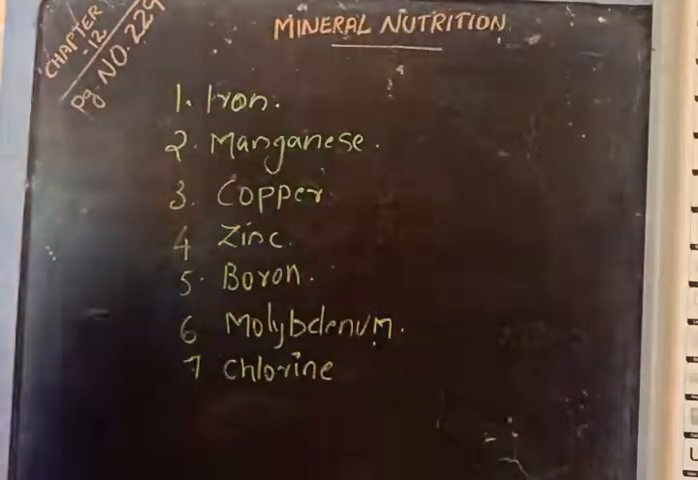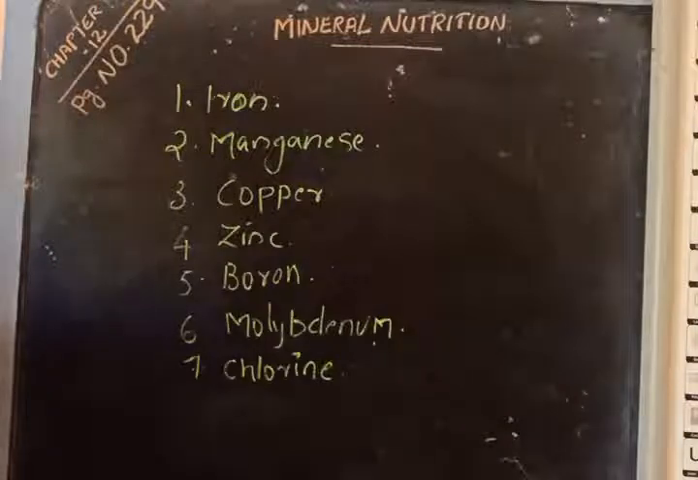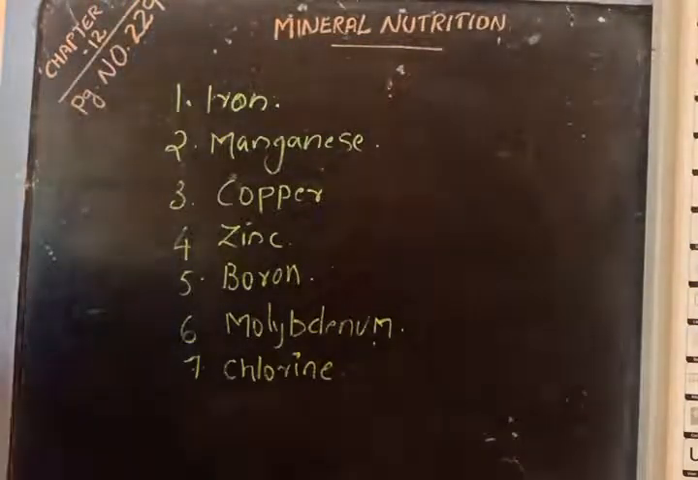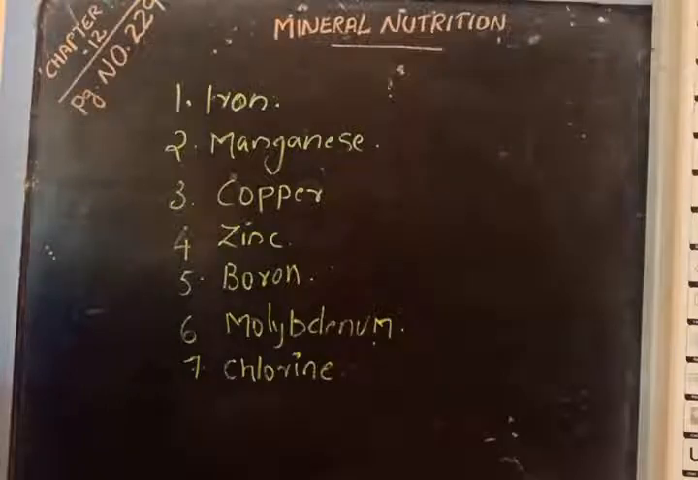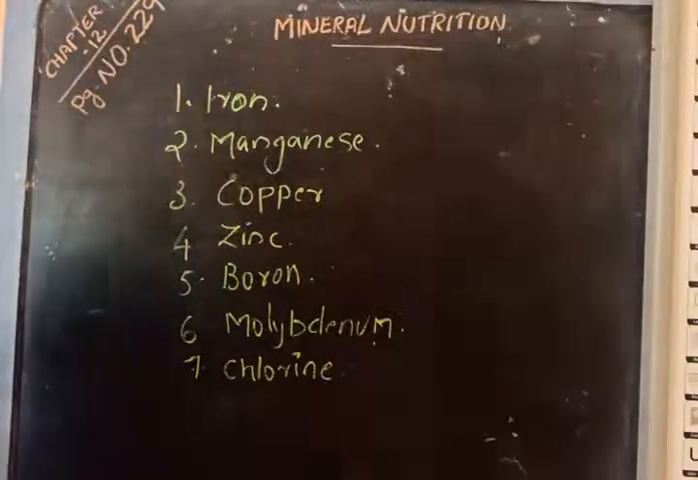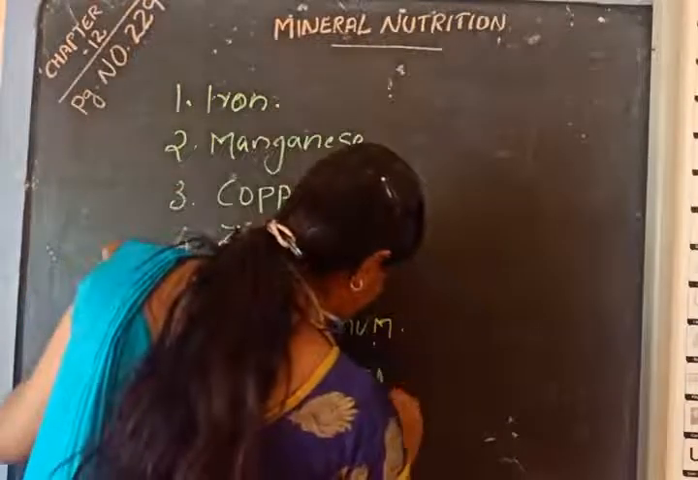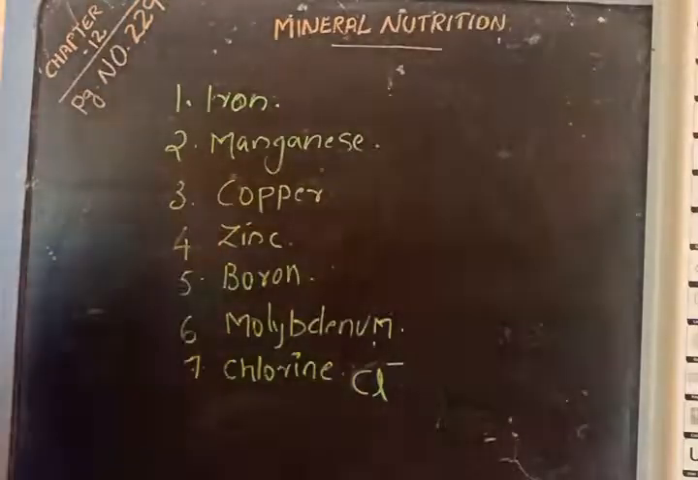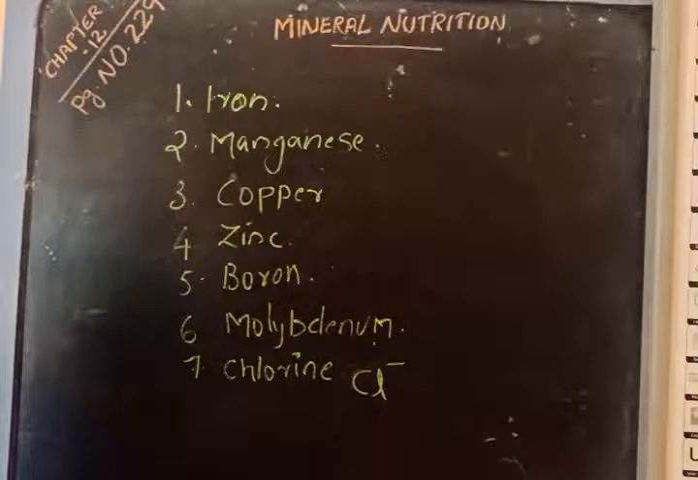The last one is chlorine. Chlorine is involved in anion-cation balance and also plays a part in cell division and photolysis of water. Chlorine is absorbed in the form of Cl- ions. The deficiency of chlorine is wilting of leaf tips.